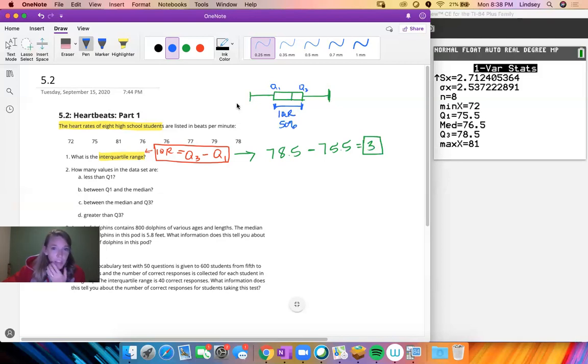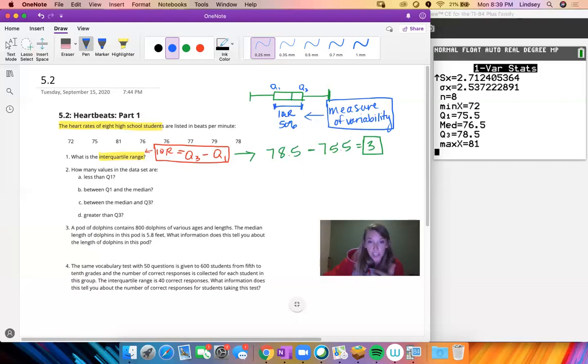So that is what the IQR is. It is a measure of variability. It tells you how much the data is changing in your set. So remember that, make that little note. All right, moving on to number 2.